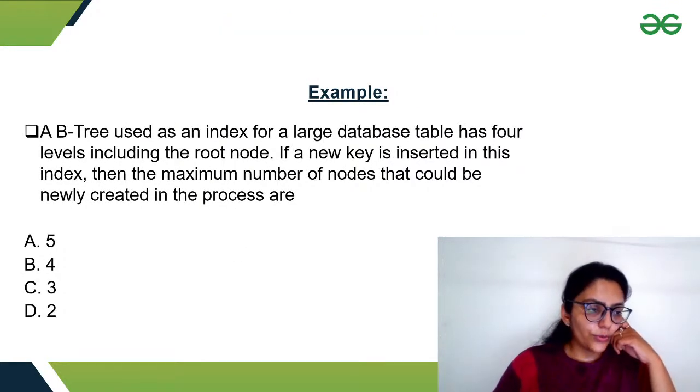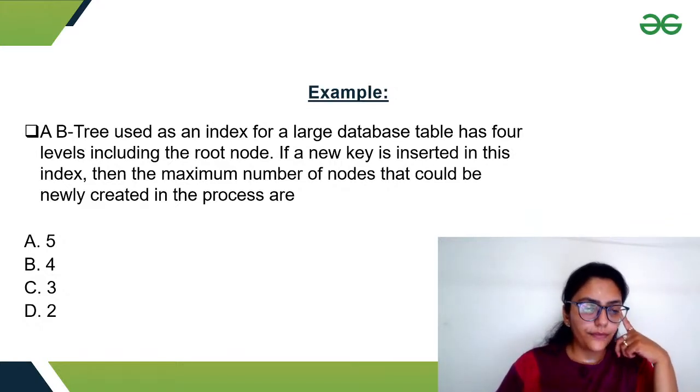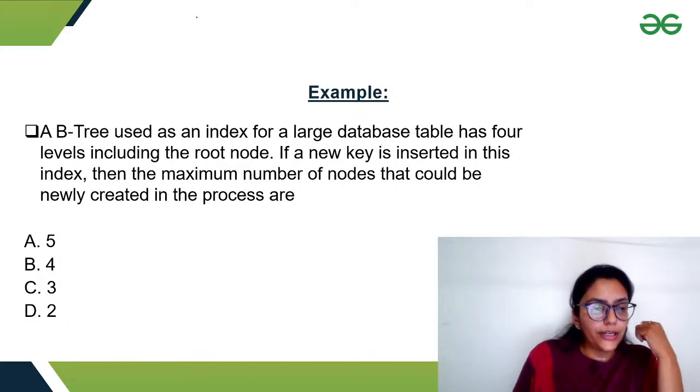A B tree is used as an index for a large database table which already has four levels including the root node. If a new key is inserted in this index, then the maximum number of nodes that could be newly created or split, right? So already the levels are 4, something like this.